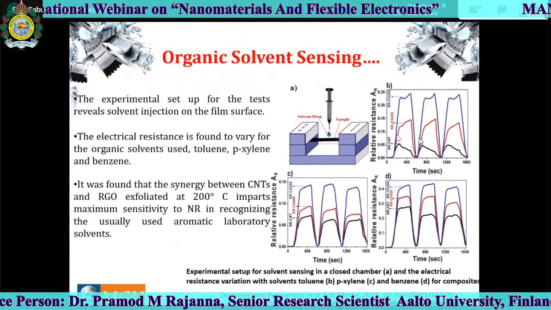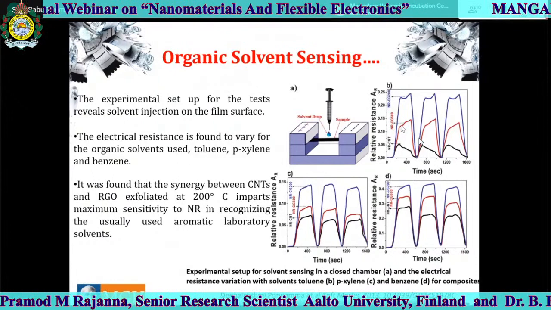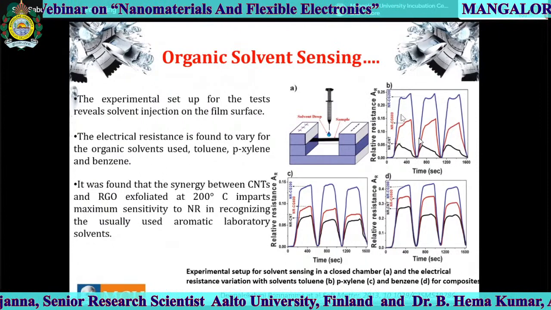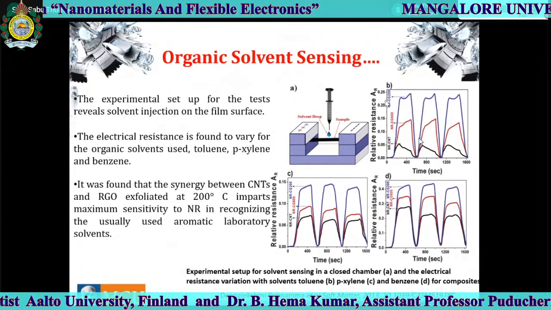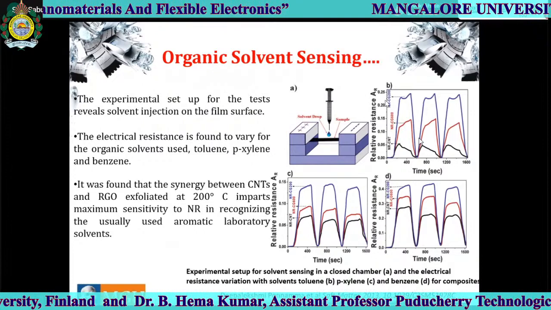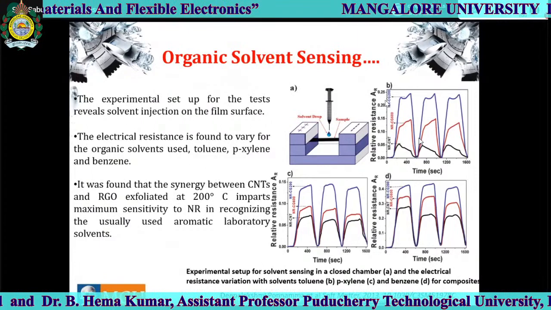This is actually a combination of a CND and graphene oxide. Look at this. See, the efficiency is much better. This is again a combination of CND and graphene oxide, but a different graphene oxide, graphene oxide made at 200 degrees Celsius. You see, we could make fantastic sensors to sense toluene, to sense xylene, to sense benzene, the variety of solvents.